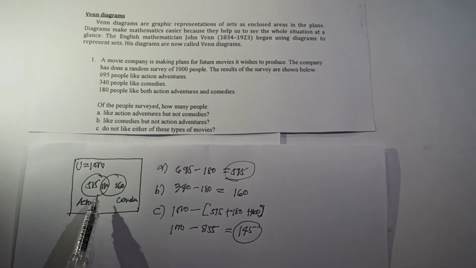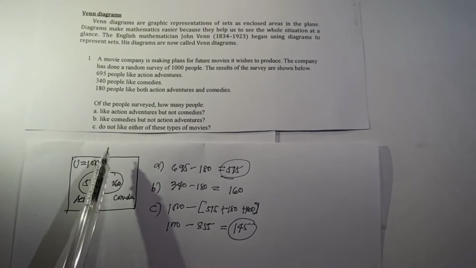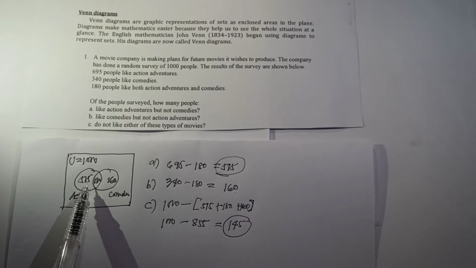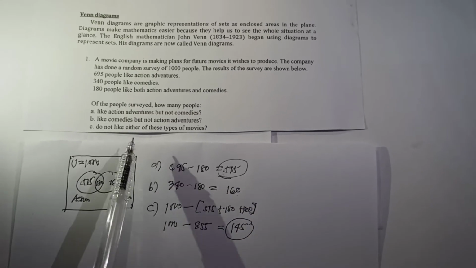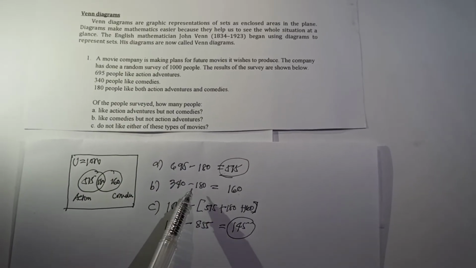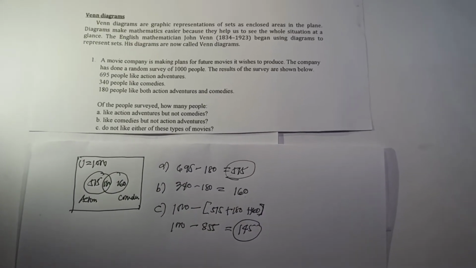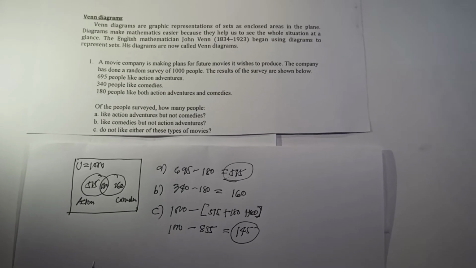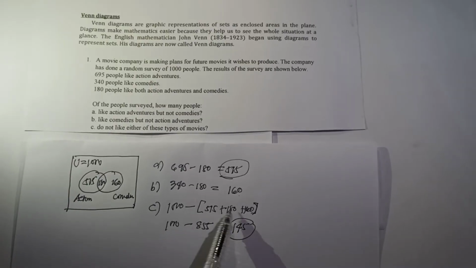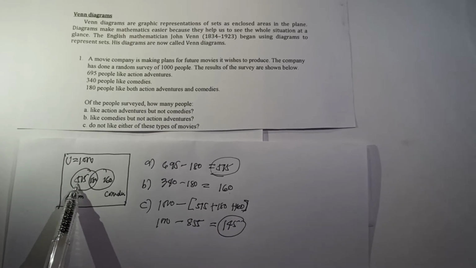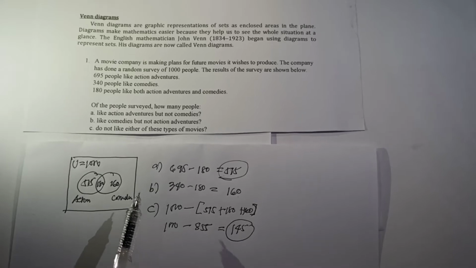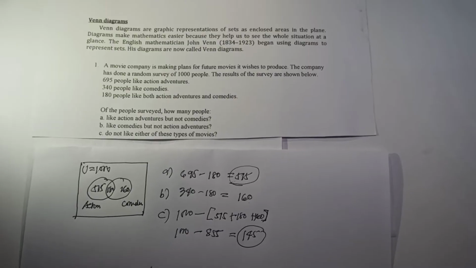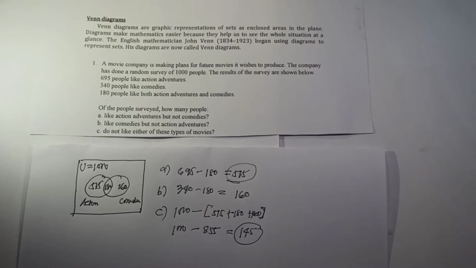Again, in order for you to get action only, we subtract 695 minus 180, which is equal to 515. Like comedies but not action, you have 340 minus 180, that is 160. And in order to get those who do not like either of these types of movies, we have 1,000 minus 855 (515, 180, and 160) subtracted from the universal set, which is equal to 145. So these are the answers for A, B, and C.